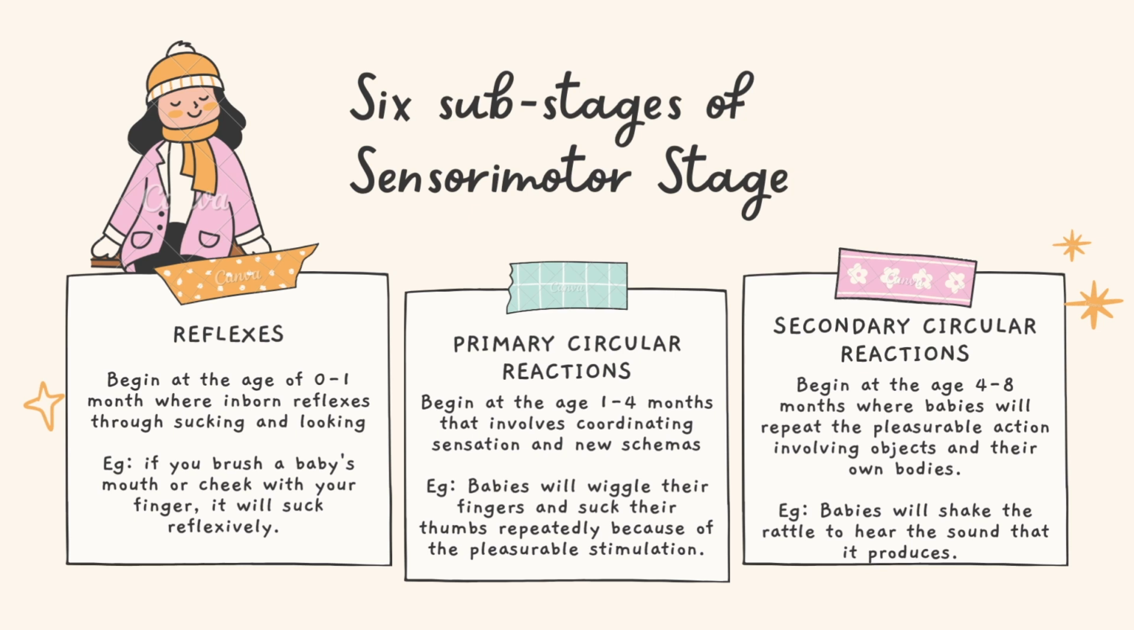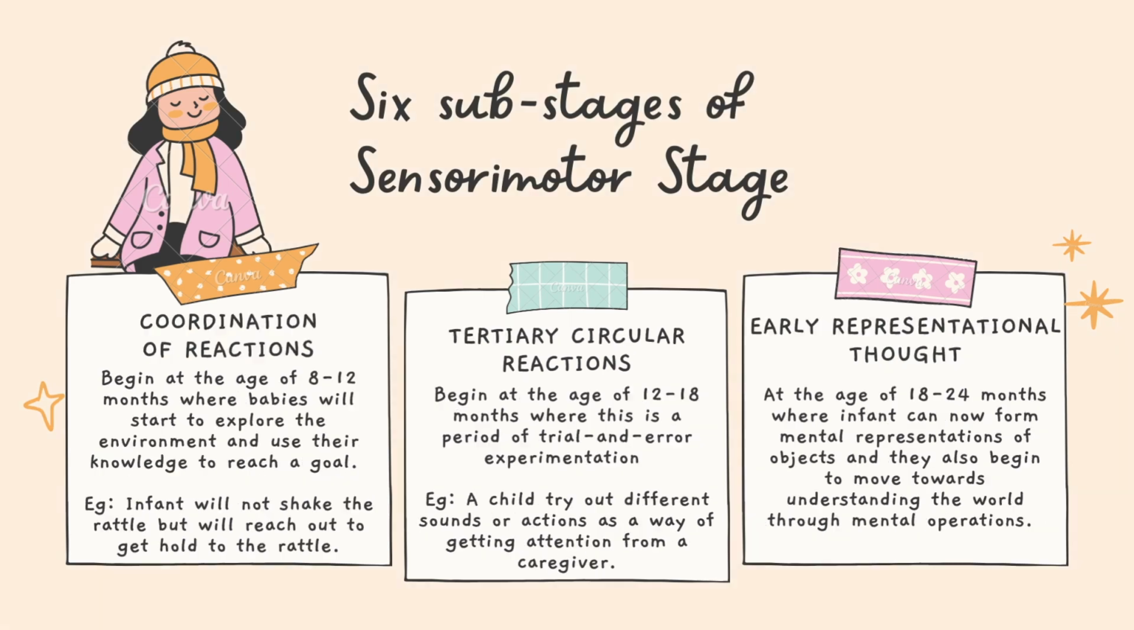Next is secondary circular reaction, which begins at the age of 4 until 8 months, where babies will repeat the pleasurable action involving objects and their own bodies. So babies at this age will shake the rattle to hear the sound produced by the rattle. That's why at this age a toy can be provided for babies.